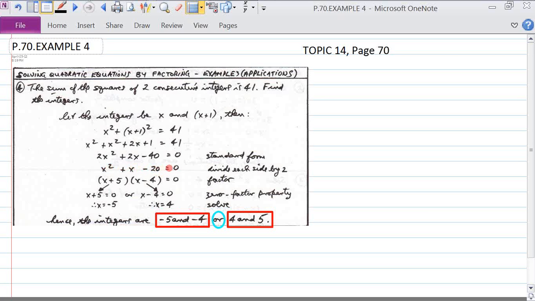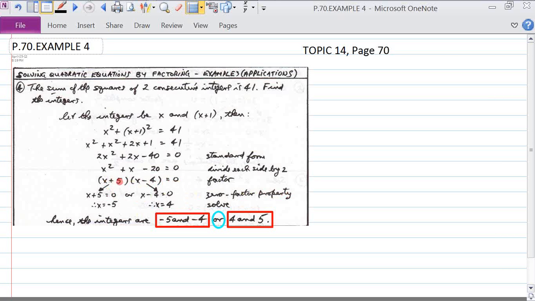So now we have the simplest form, and this can be factored as x plus 5 times x minus 4, because first of all, the first times the first gives me the x squared, plus 5 times minus 4 gives me minus 20. The inner term is plus 5x. The outer term is minus 4x. So plus 5x minus 4x gives me plus x. So this factors into that. So we factor. Now we use the zero factor property.